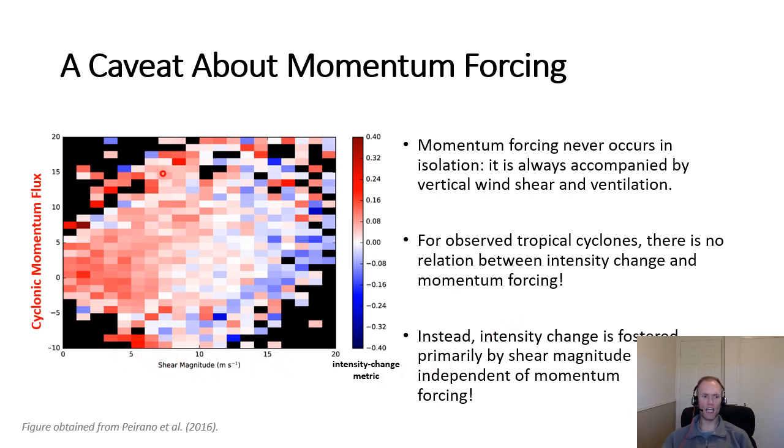Lower shear, predominantly red, so intensifying storms. Higher shear, predominantly blue, weakening storms. So cyclonic momentum forcing in isolation would lead to a spin up of the tropical cyclone for the idealized configurations we've considered here. In practice, the cooler, drier air and increased vortex tilt associated with ventilation and vertical wind shear respectively more than counteract these effects and lead to a weaker tropical cyclone, all things considered. And that's where we're getting this extra black arrow here.